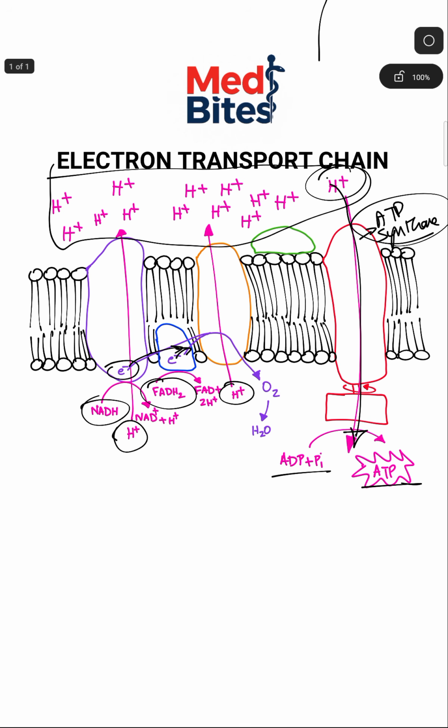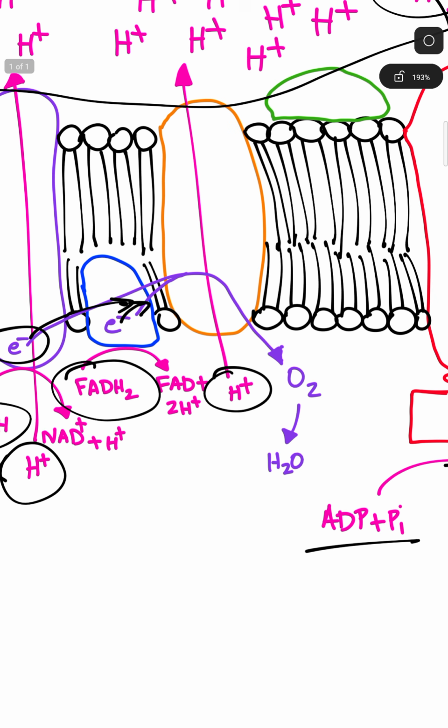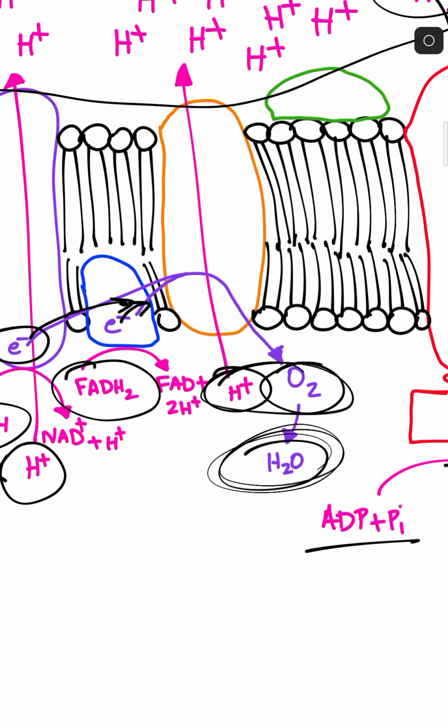Now, a very important thing to know about the end of this chain. At the very end of this chain, oxygen acts as the final electron acceptor, and it breaks down into oxygen ions and it combines with hydrogen to create, guess what? Water, right? That's why oxygen is absolutely essential for this process.